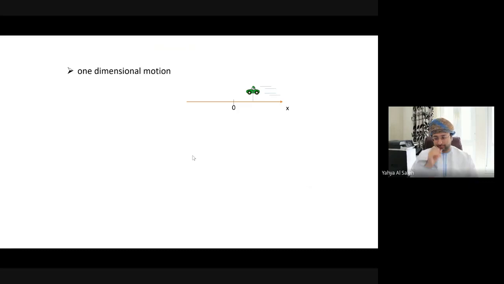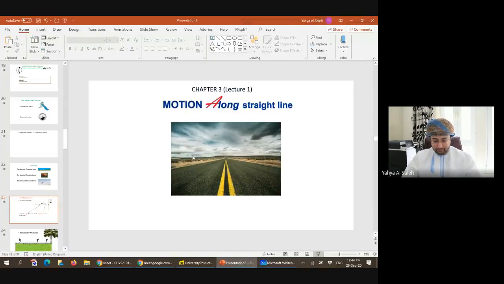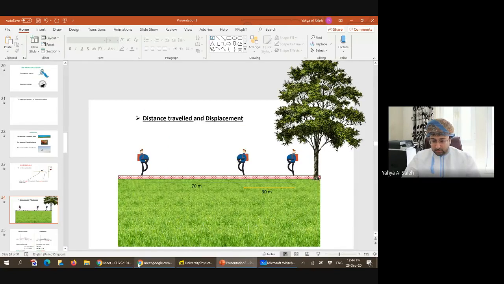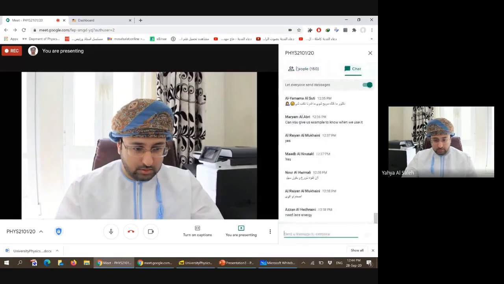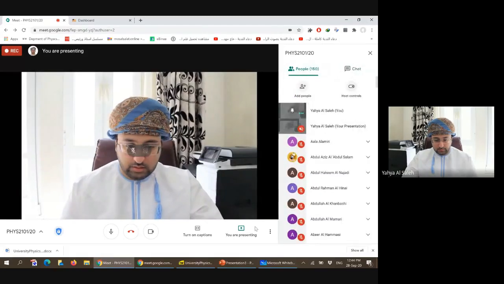Let's start with one-dimensional. I have a car, for example, going backwards and forwards. I have an apple that is going up and down. Just making sure this thing is working. Okay, it is working.